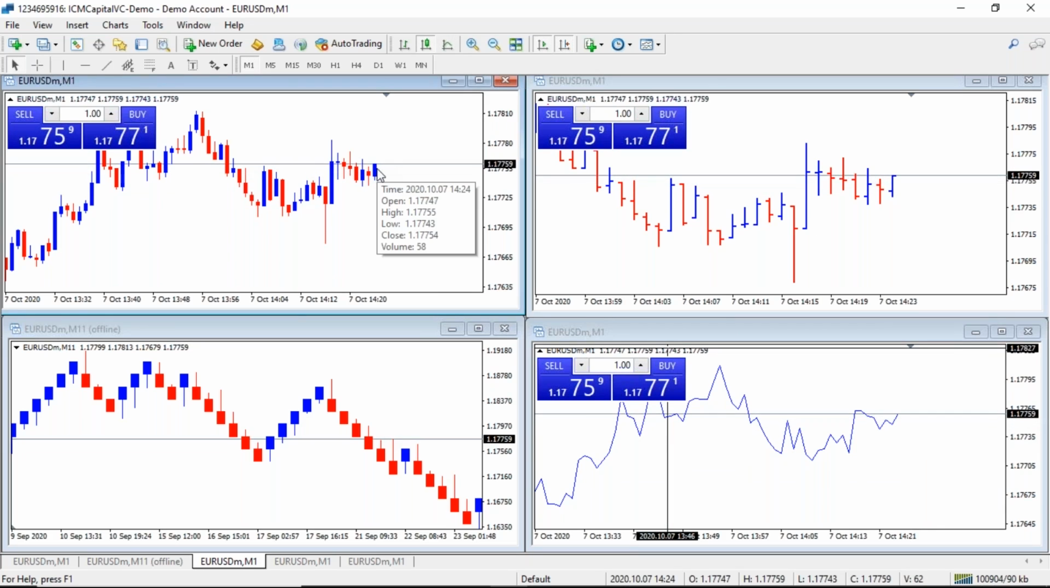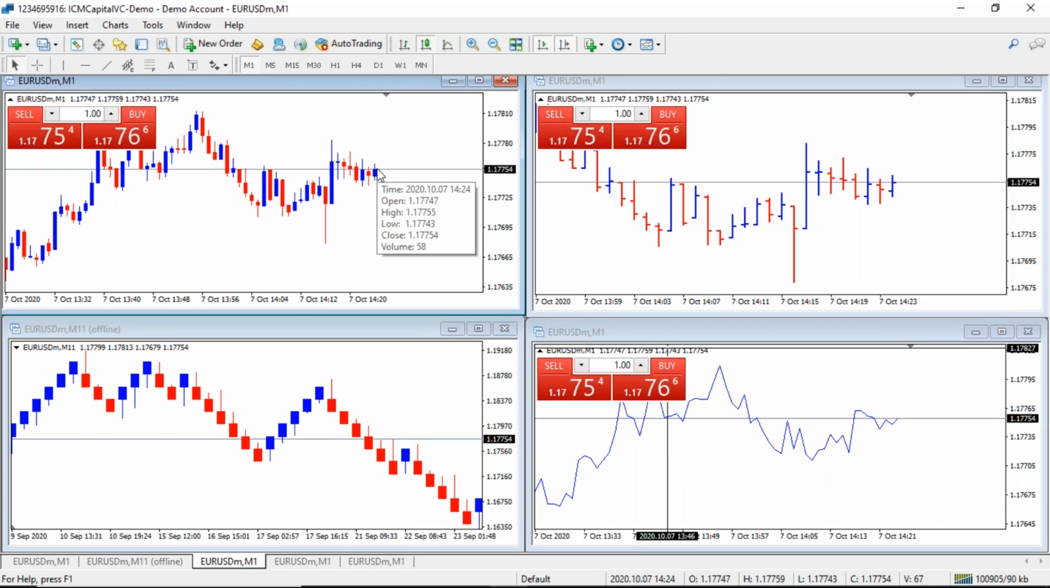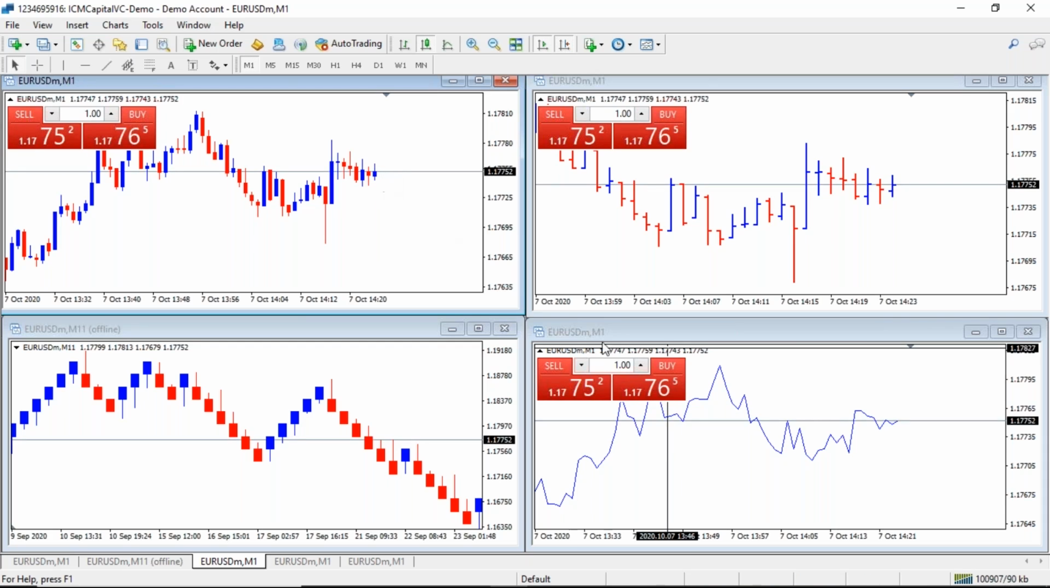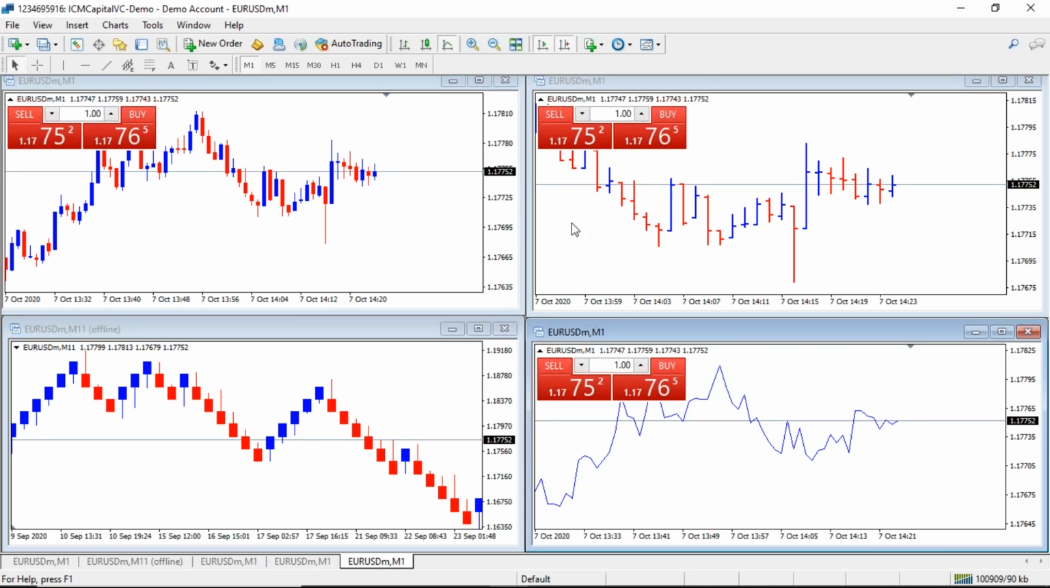I can see the open is 1774, the high, the low, and the close. So this is, until now, a blue candle showing that the market moved up within the past minute. And this is the line chart that will only denote the closing price of this minute. So this is how these charts work: the candlestick, bar chart, and the line chart.